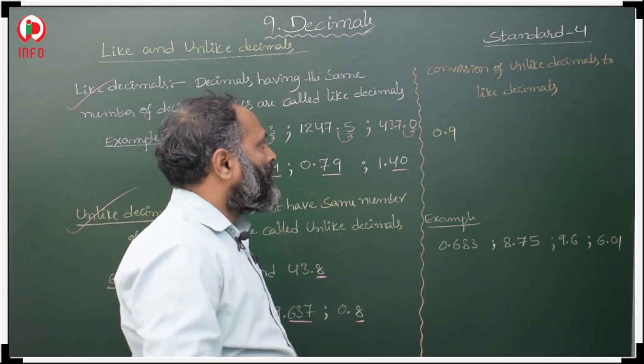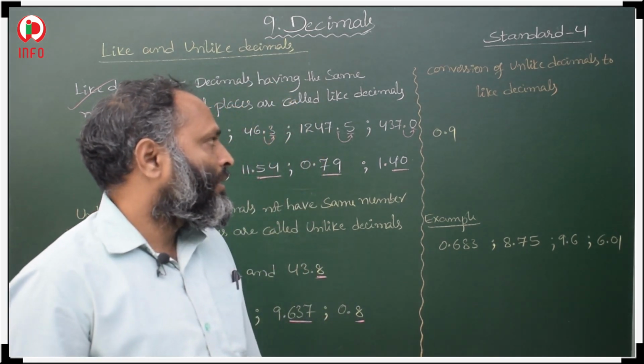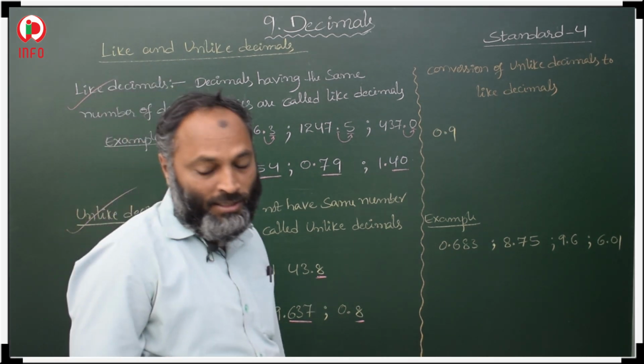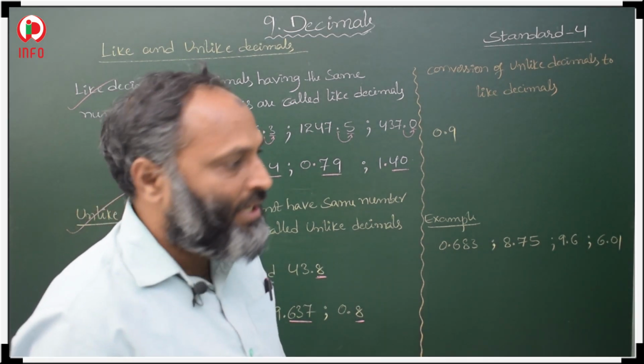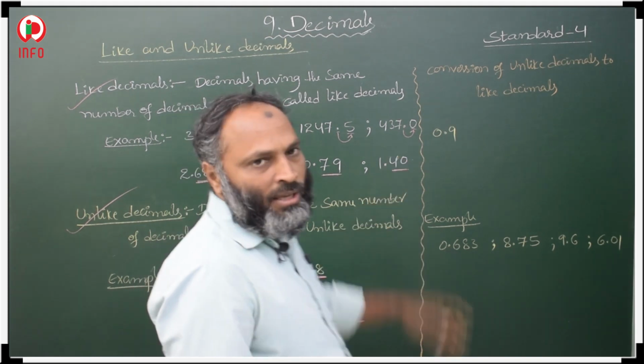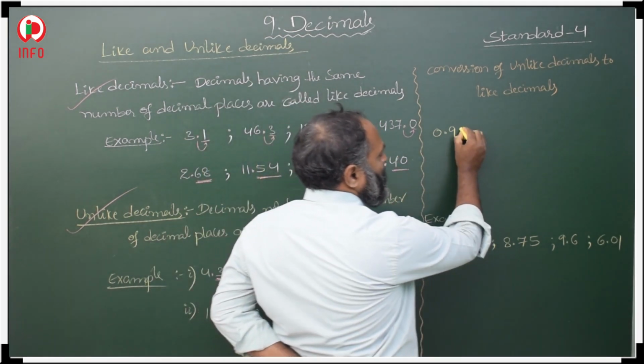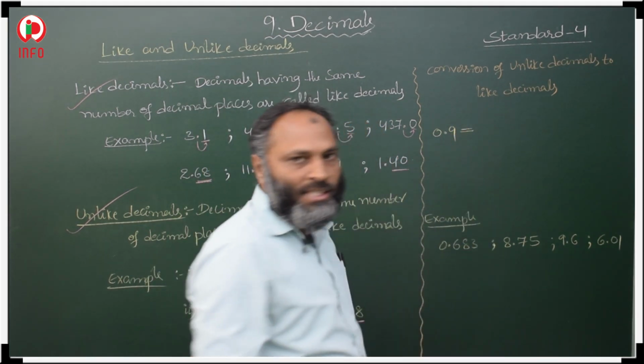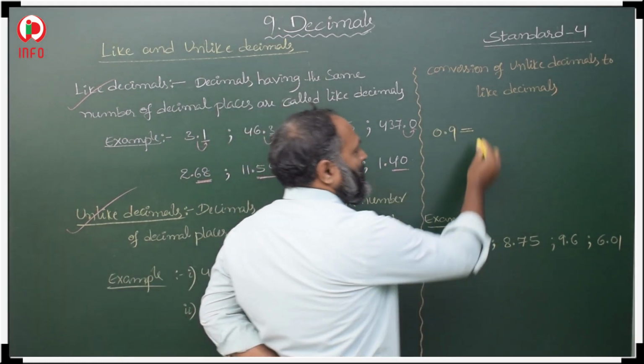Now, conversion of unlike decimals to like decimals. How to convert unlike decimals to like decimals? Suppose 0.9, 0.9 means 9 tenths, 9 tenths means 9 by 10.